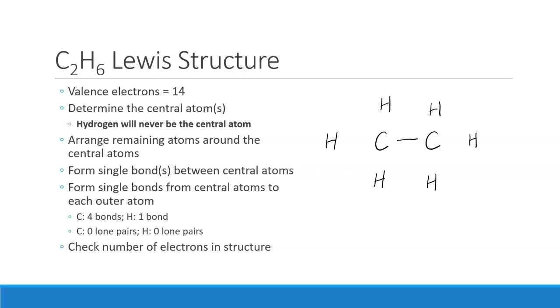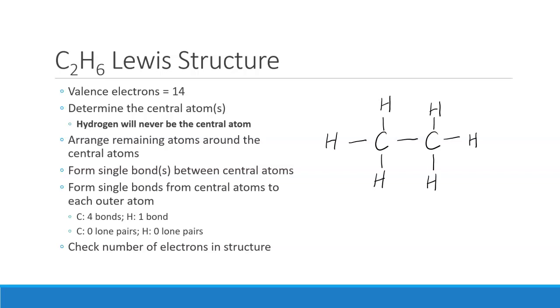Now, the first single bond that we want to form is between the central atoms. So we're going to place a single bond between those 2 carbons. And then we're going to place single bonds between the carbons and their corresponding hydrogens. And remember that carbon can only have 4 bonds. And so the carbons have already formed a bond between them. And then each carbon can form 3 more bonds to 3 hydrogens.